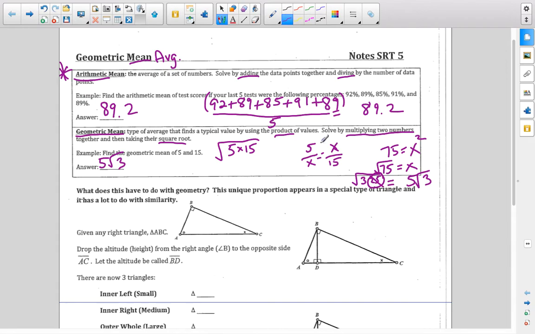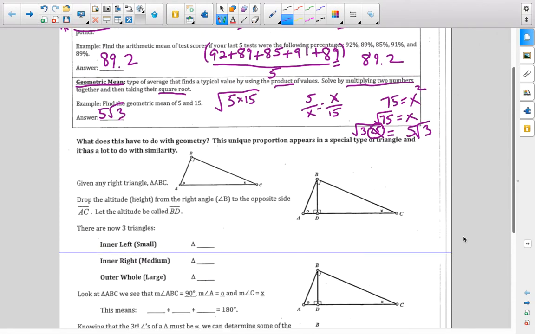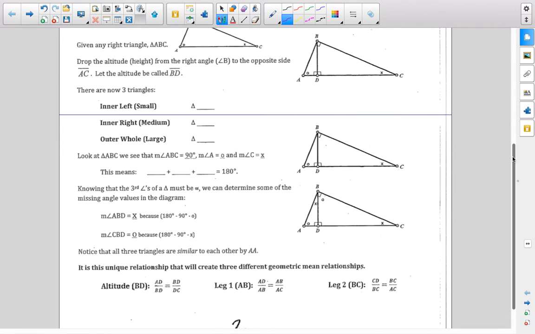So we'll set that up again. The 2 numbers go here and here in our proportion. The x values go in these 2 locations. 5 over x equals x over 15 in this example. So what does this have to do with geometry?